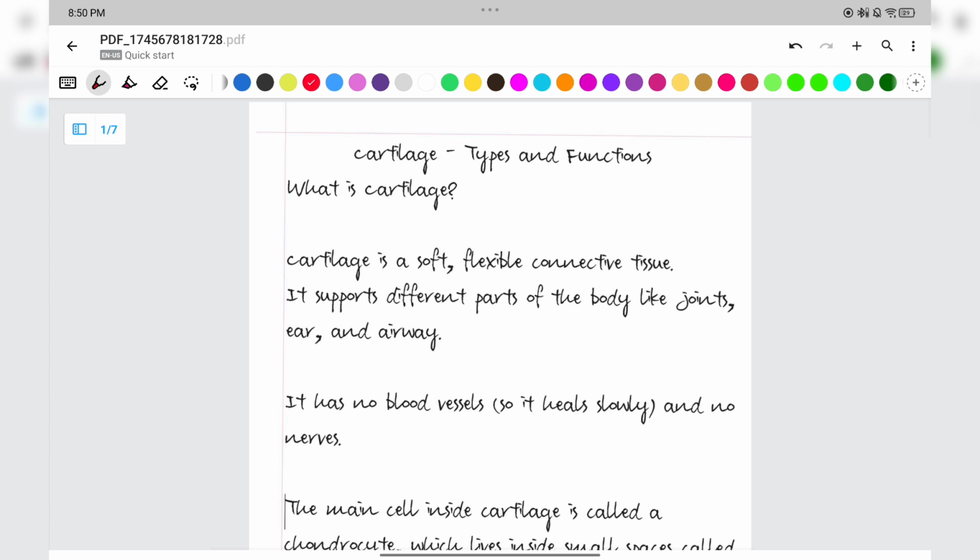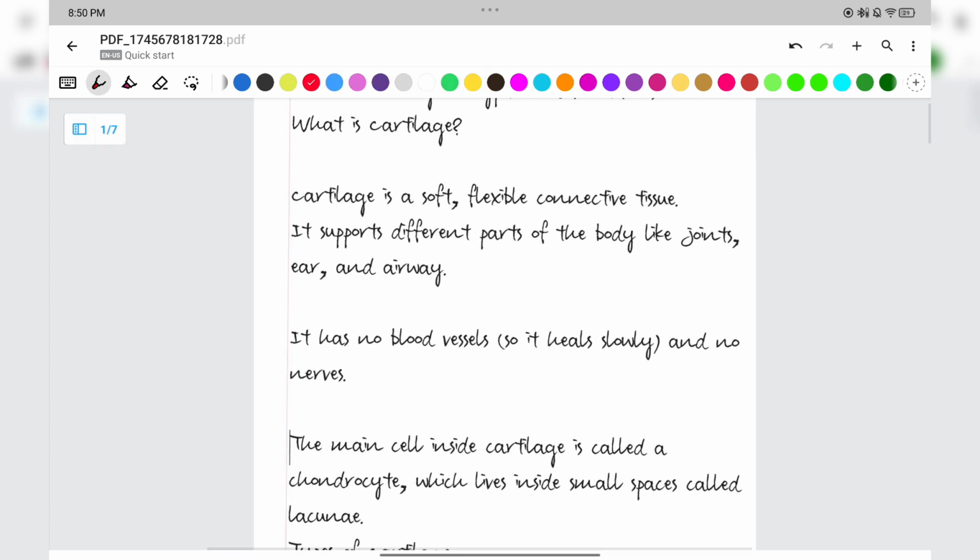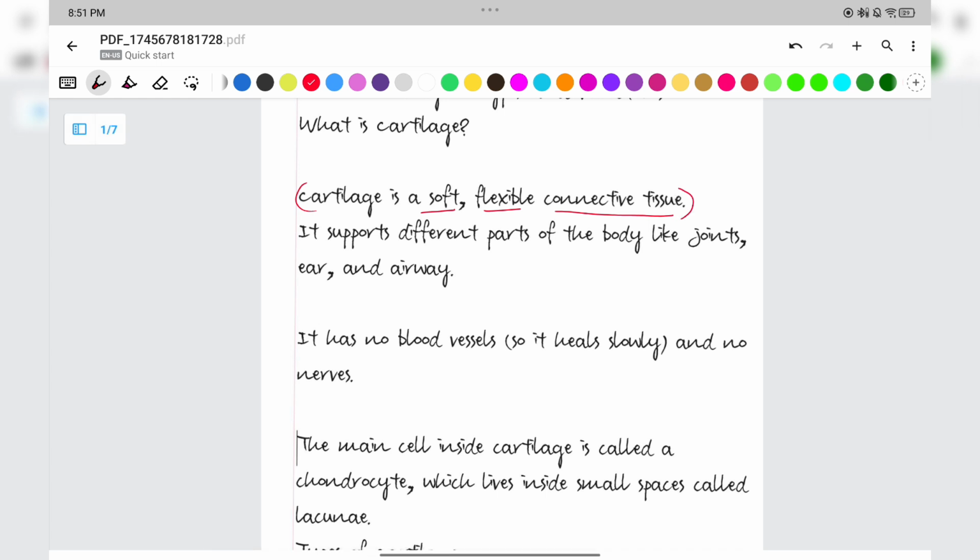Cartilage types and functions. Okay, firstly, what is the cartilage? Generally, everybody knows what cartilage is, but the actual definition is: it is a soft, flexible connective tissue. Cartilage is something which is soft, which is flexible, which comes under the connective tissue category. It supports different parts of the body like joints, ear, and airway. It can easily flex by itself, is soft in texture, and helps different parts of the body like the joints, ear, and airway.